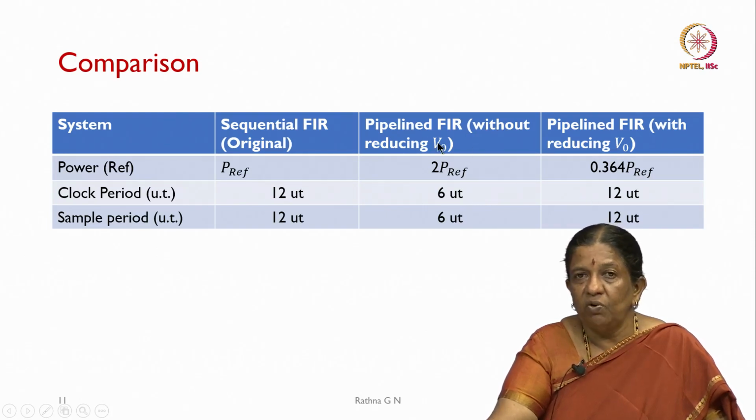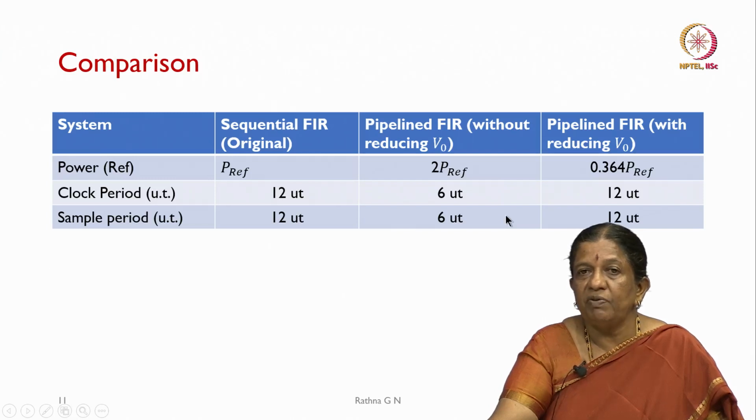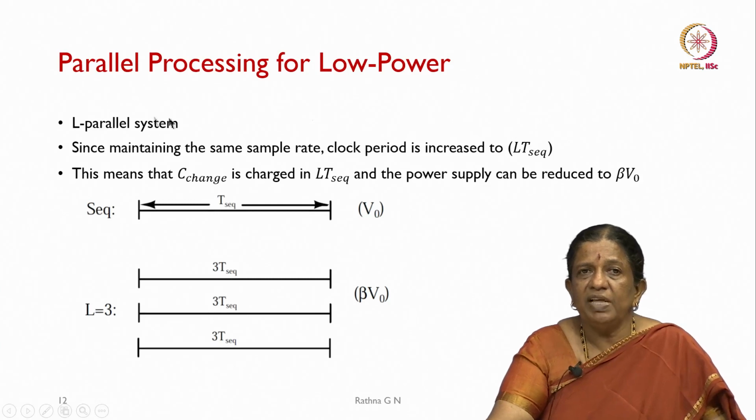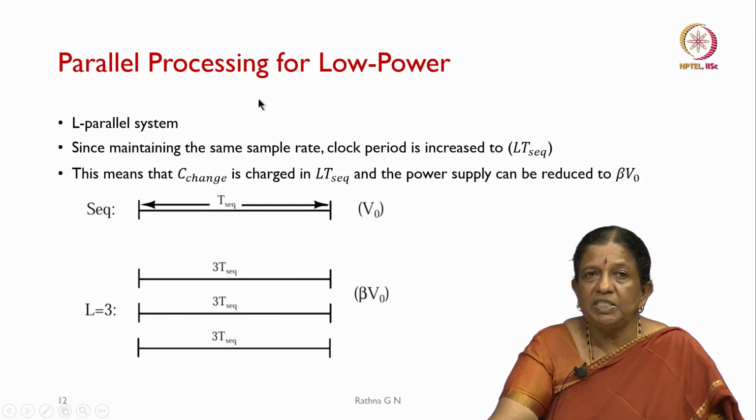That is without reducing the voltage. But if we reduce the voltage, we know that the clock period remains as the original one, which will have 12 units of time. And the sample period, we know that this is 12 units and here it becomes 6 units, whereas in the pipeline with reduced power, it will still be 12 units. So, we will see parallel processing for low power, how we are going to achieve it.